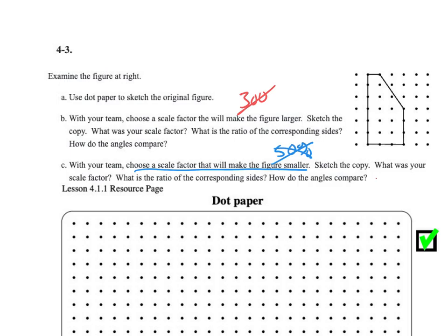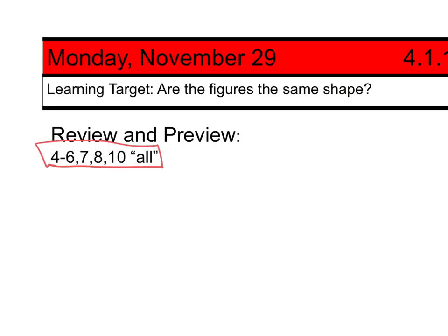So let's see what our review and preview is. All right, so just a final reminder here. Your review and preview should be 6, 7, 8, and 10, doing all of them. So in other words, you can skip question 4-9, but everything else you'll want to do all of them. And that should be everything for today.